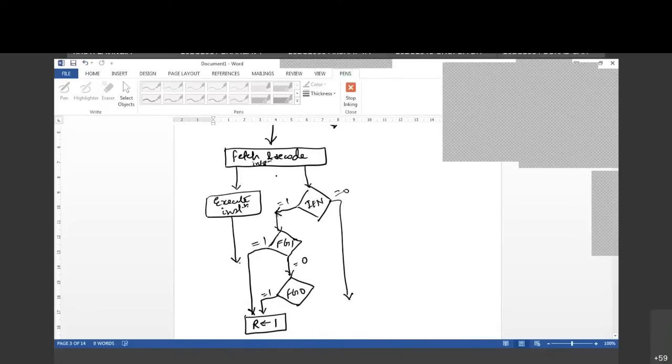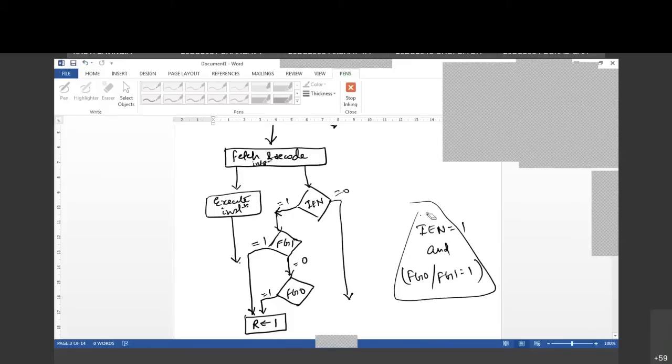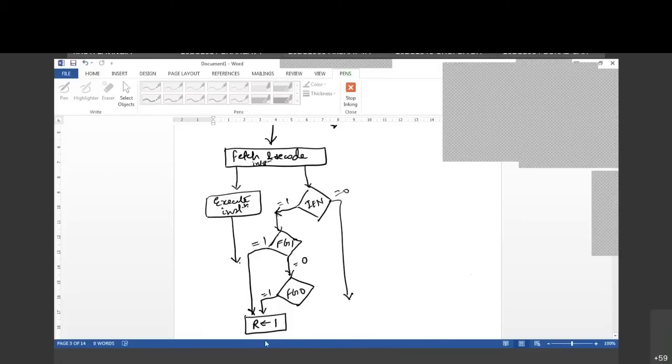So when can I say that an interrupt has occurred? When IEN is 1 and either FGO or FGI is 1. If this is fulfilled, it means we can say that an interrupt has occurred. And when an interrupt has occurred, this R flag is set to 1.